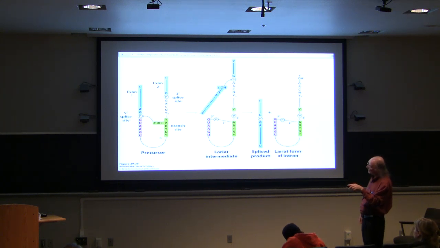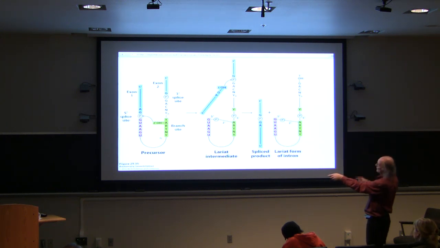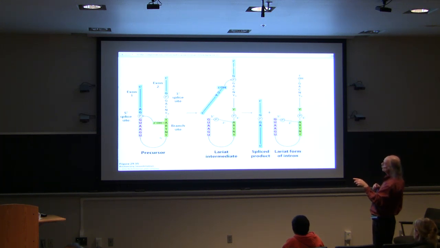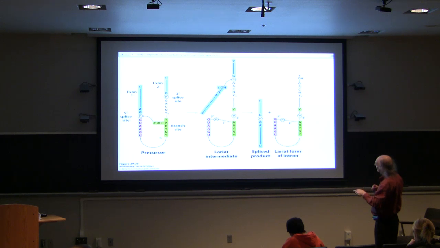Well, the second part of the process involves the attachment of this G, which now has been rotated up, that's why I don't like this figure, rotated up here to make a nucleophilic attack on this phosphate. That nucleophilic attack causes this to become joined, which is what happens here. We see now this blue has joined to the green, and that leaves the RNA, the intron, left out, and it's left out as a lariat.